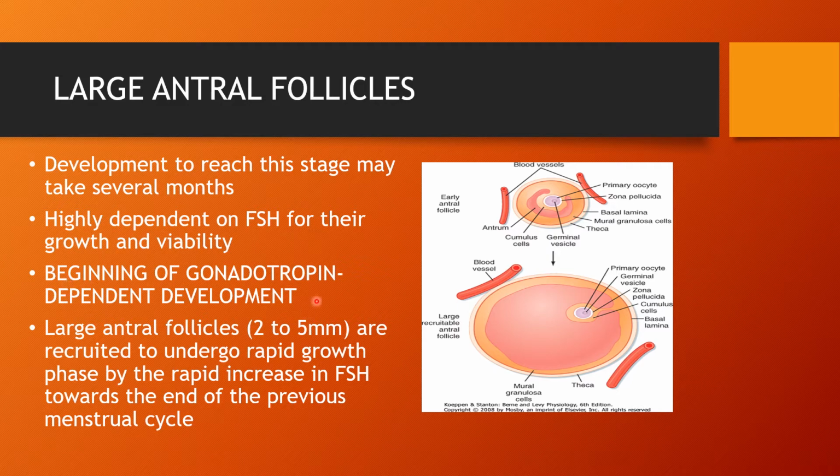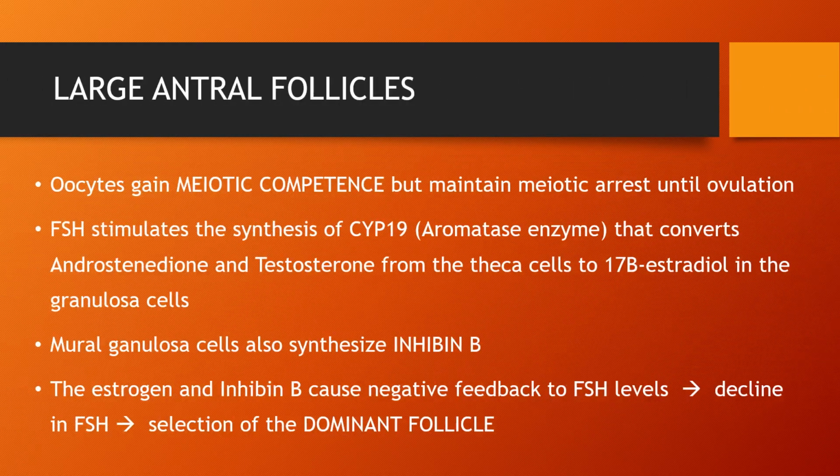So at this point, there will be the beginning of your gonadotropin-dependent development, and large antral follicles around 5 mm at the largest are recruited to undergo a rapid growth phase, with a rapid increase in FSH towards the end of the previous menstrual cycle. As time goes, okay, the oocyte will gain meiotic competence but will maintain meiotic arrest until ovulation.